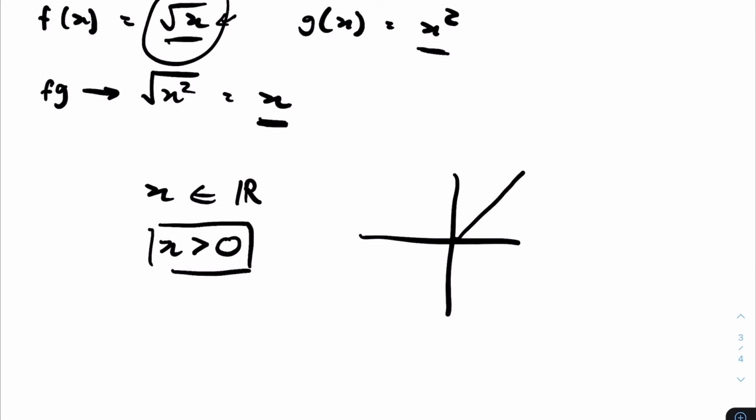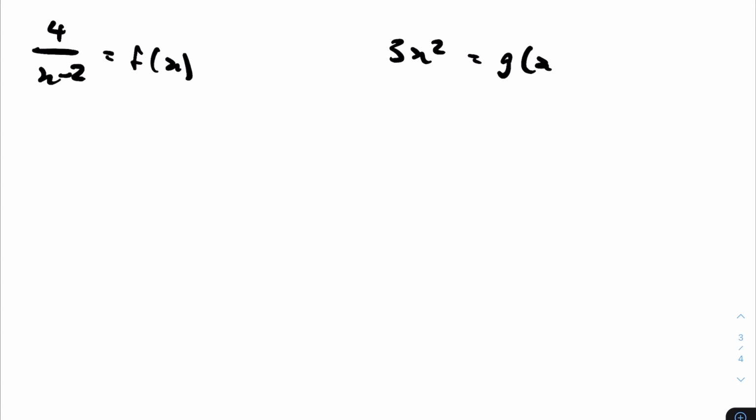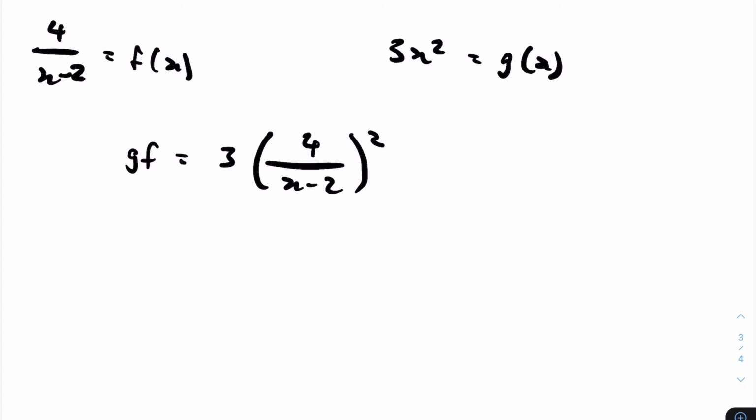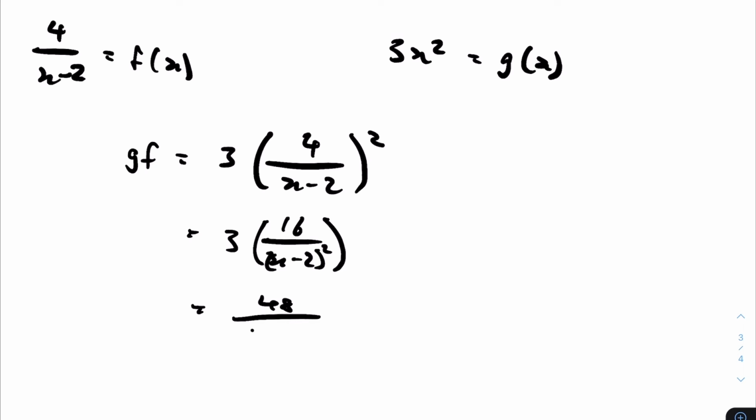And if we take another example, let's say we have 4/(x − 2) as f(x) and 3x² as g(x), and we have to find g(f(x)). That would be g(f(x)) equal to 3 times (4/(x − 2))², which is equal to 3 times 16/(x − 2)², which is equal to 48/(x − 2)².